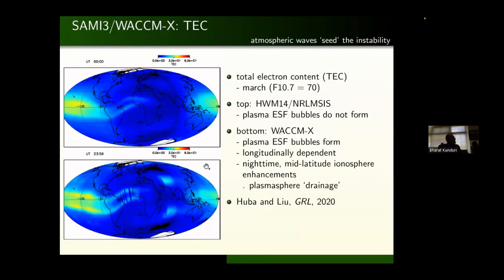But in the bottom panel, we're driving it with WACCM-X. And although overall it looks like the top panel, what stands out are these striations in the Atlantic sector, which are these equatorial plasma bubbles that developed. So the point here was simply that these are developing where we have seeds generating, or wave seeds generating, that the instability can build off of.